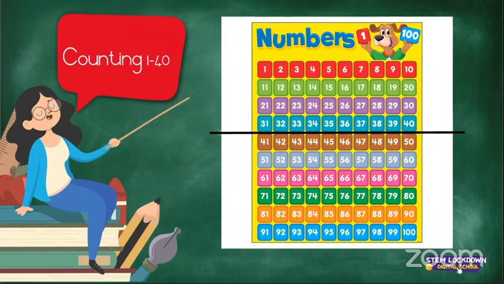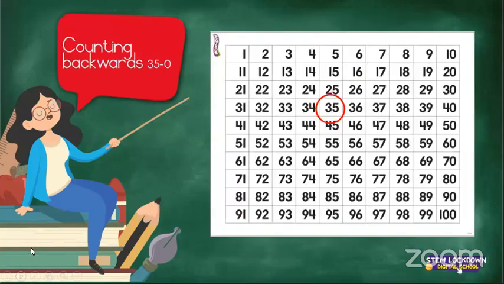Excellent. Very good. Right, boys and girls, let's go and count backwards. Are you ready? Remember, we are going to go backwards. We are hopping towards the left. So find the red circle.